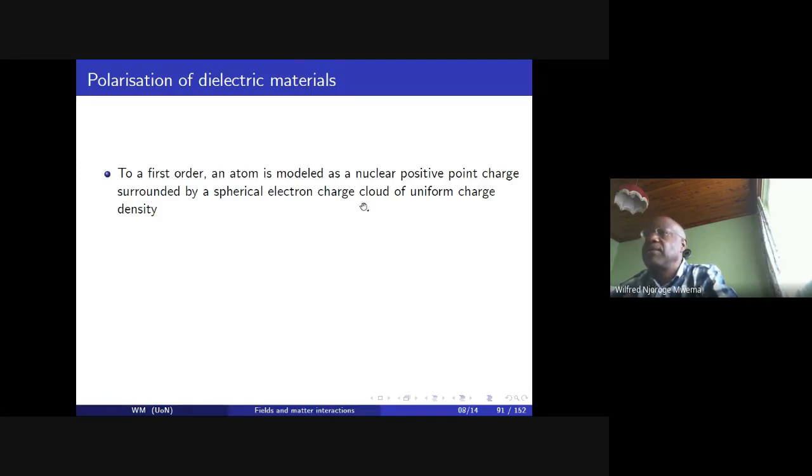Okay, so all we can say is that to a first order, the atom will be modeled as a nuclear positive point charge surrounded by a spherical electronic charge cloud of uniform charge. And with this model, we are going to discuss electronic polarization, okay? And we shall use the knowledge we get from electronic polarization to generalize for the other three remaining polarizations that are possible in electric materials.